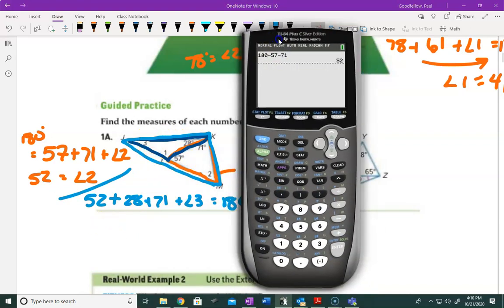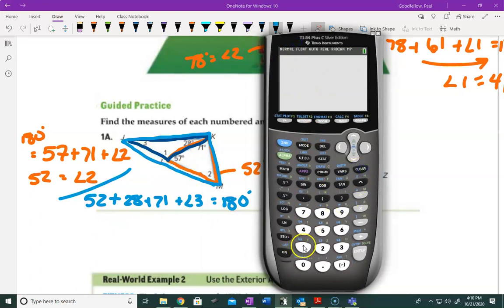Now, if I subtract all those, what am I going to end up with for this one? 180 minus the 52 minus the 28 and minus the 71, I would get angle 3 to turn out to be 29 degrees, okay?